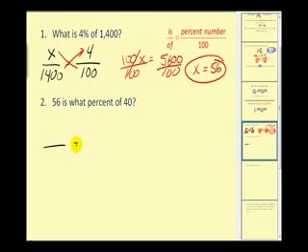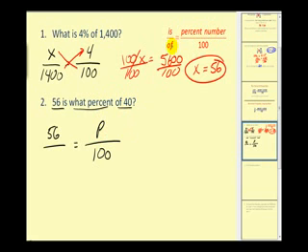Next question. 56 is what percent of 40? Notice we have 56 is. That tells us that 56 is the part, or ends up in the numerator. Next we see what percent. So we don't know the percent. So the unknown will be the number over 100. So we'll have p over 100. And lastly it says of 40. 40 is the whole, so it ends up in the denominator.